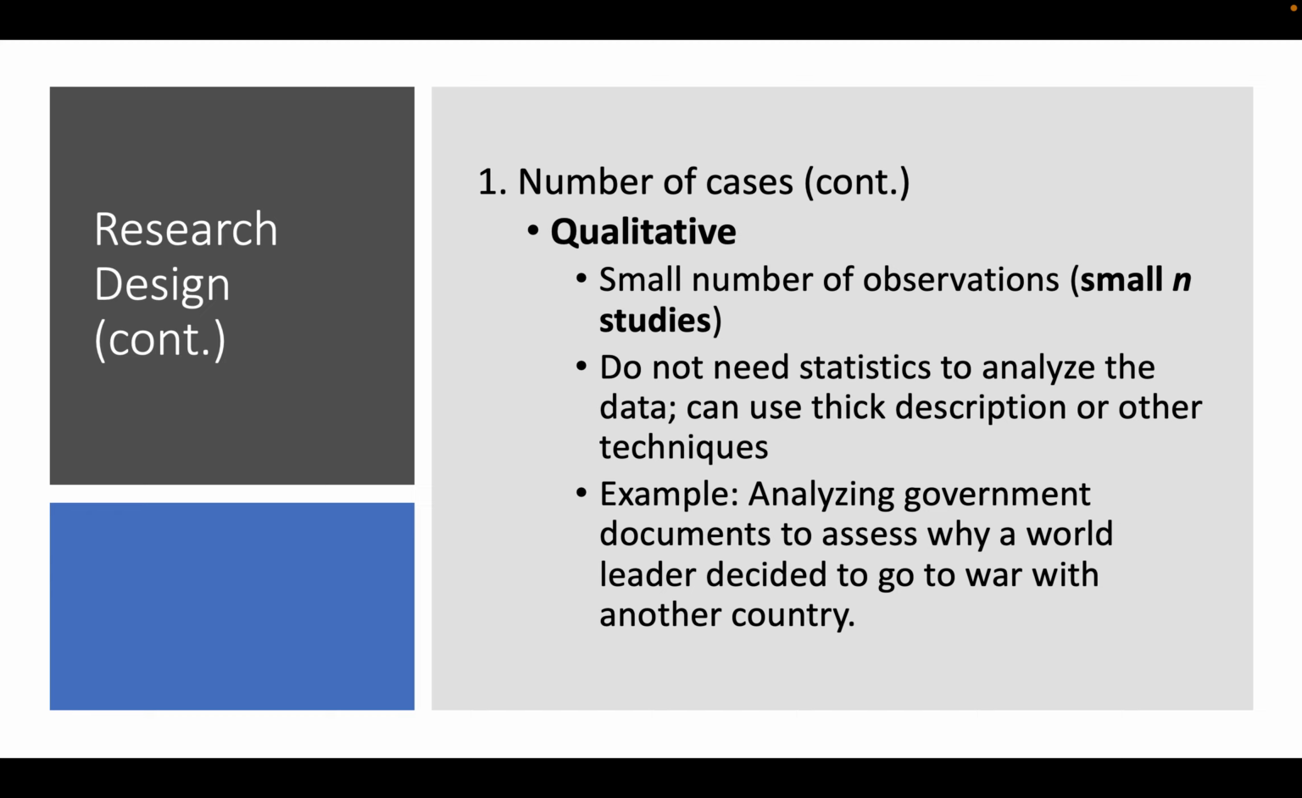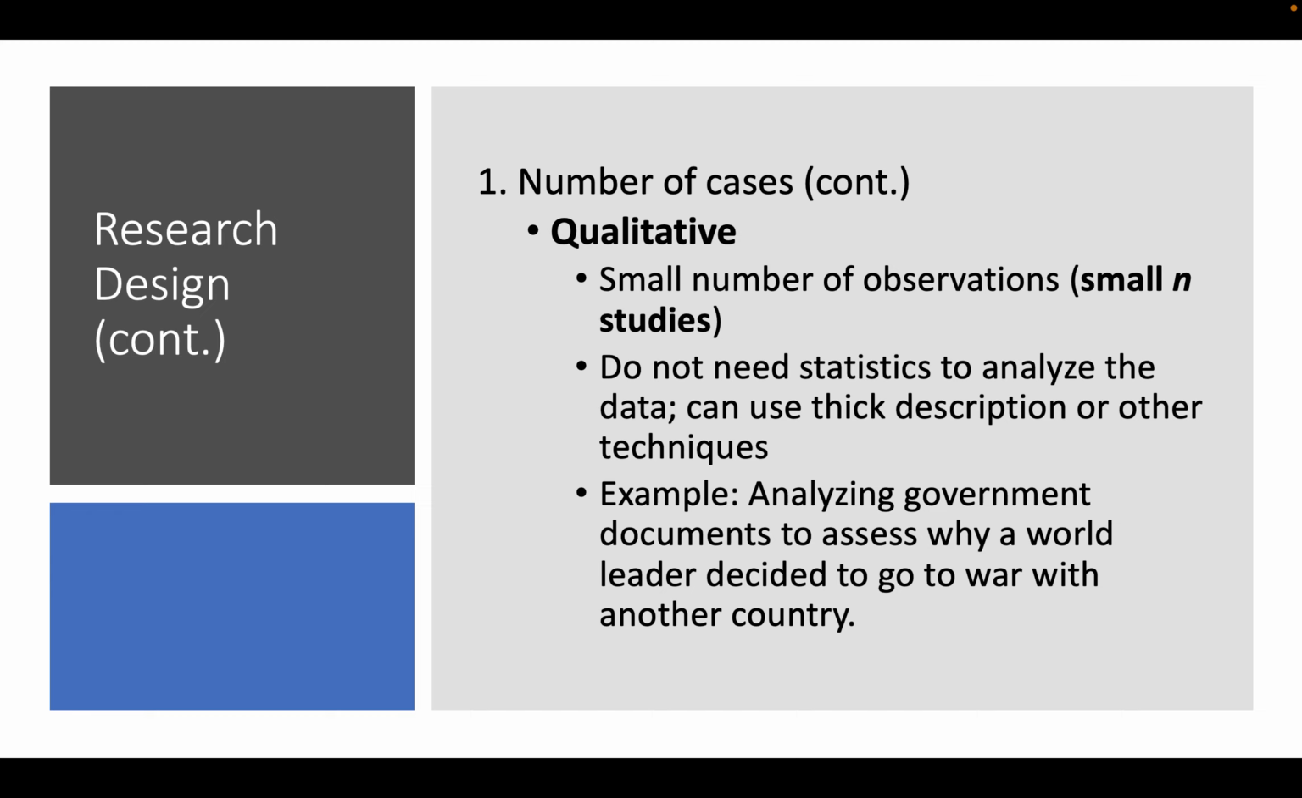On the opposite end of things, a qualitative research design has a small number of observations, or small N studies. If we have a small number of cases, then some sort of numerical analytic technique like statistics will not work as well. There will be too much error, and we'll be too uncertain about our results for it to be effective. So we do not need statistics to analyze qualitative data. We can use techniques such as thick description in order to best understand, describe, and analyze data.